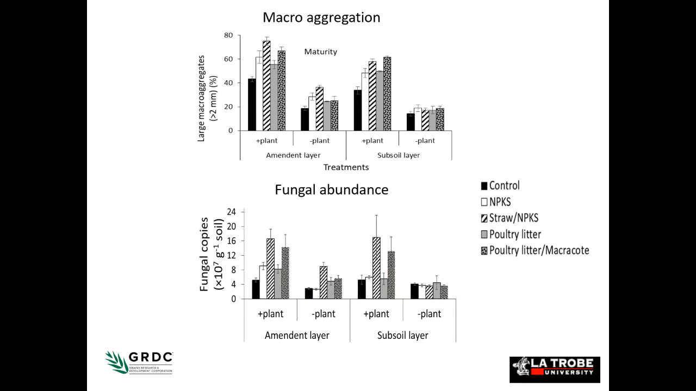What they believe is part of the reason for that synergistic benefit of adding the plant and the organic amendment is shown in this graph of fungal abundance in those soils. So fungi, particularly mycorrhizal fungi. What you can see here is that the improvement in soil structure, the macroaggregation, is strongly related to the fungal abundance in the soil.